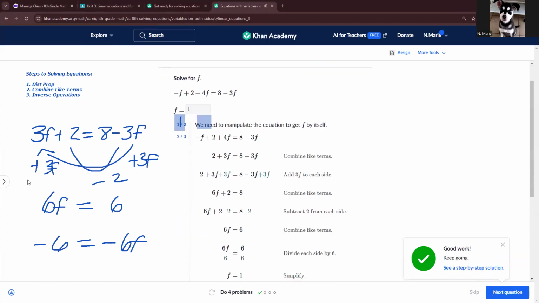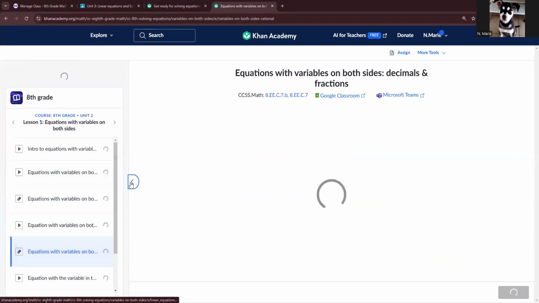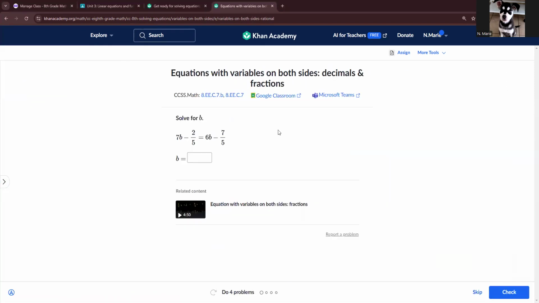If you're completely confused when you're doing your problems, of course, Khan Academy will show you the way they did it. You can do these with fractions and decimals.